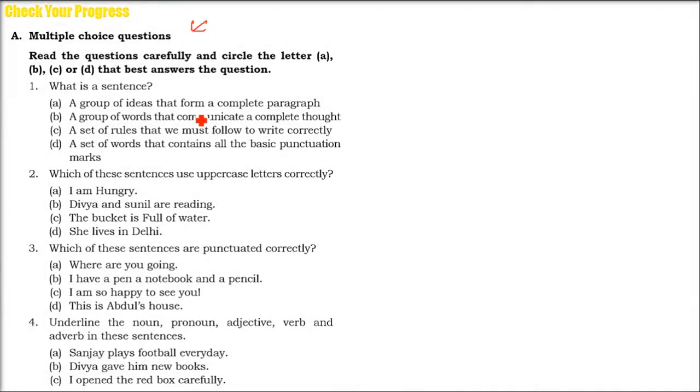Now let us check whether what we have learned is correct or not. What is a sentence? So these are four options. A group of ideas that form a complete paragraph. Is it true? A group of words that communicate a complete thought. Yes, this we learned in the first few minutes. So what is the best answer? A group of words that communicate a complete thought, and this is a sentence, which is not called a phrase.